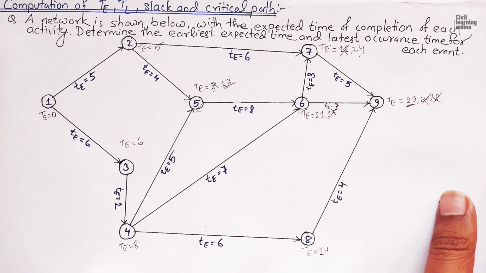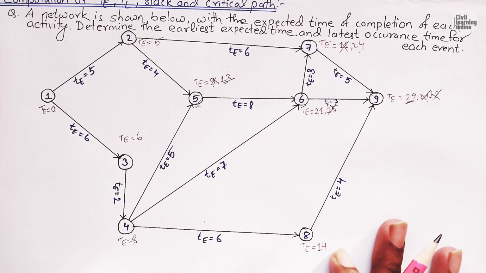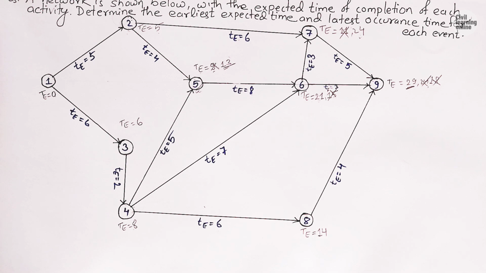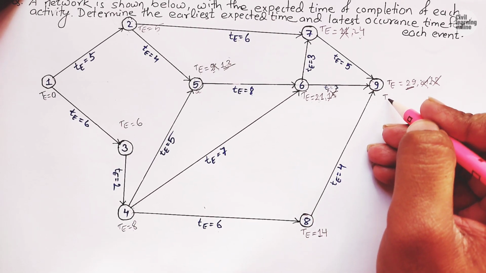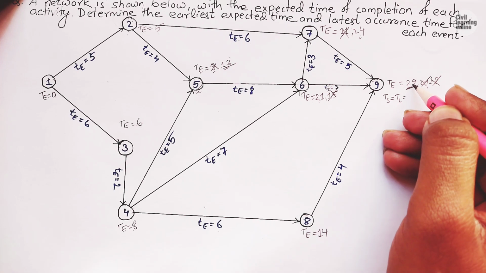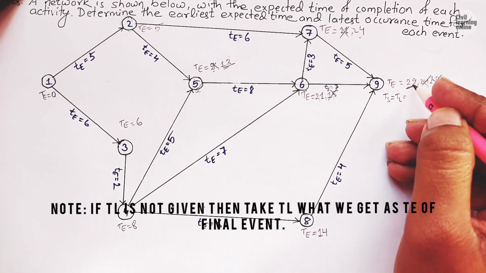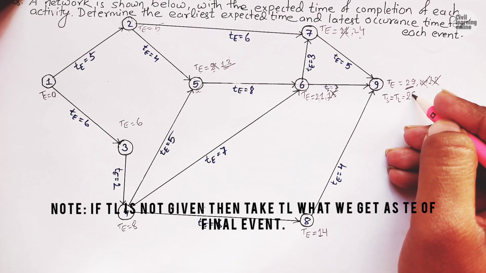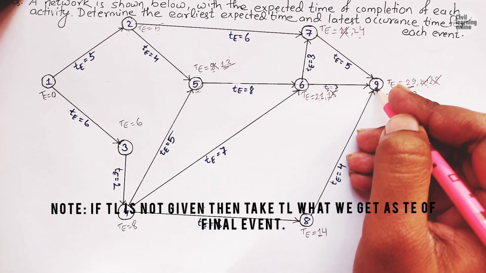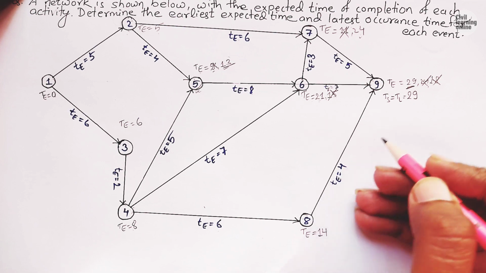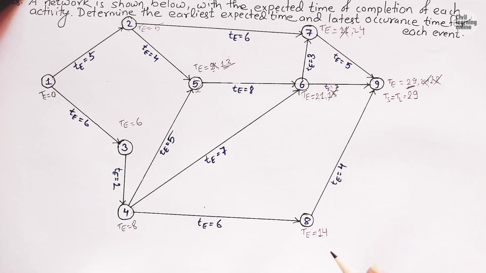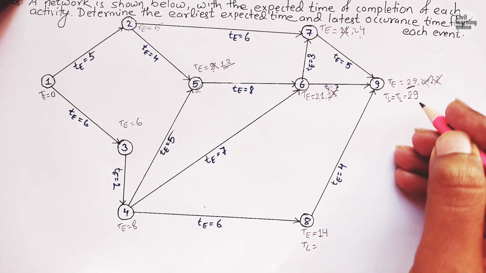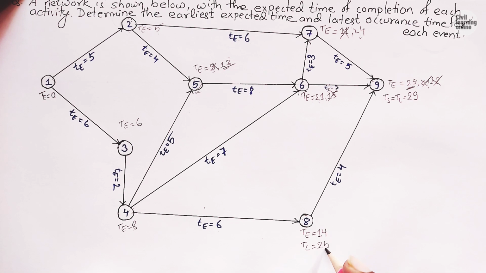Now we need to calculate the latest allowable time. As I already told you, the latest allowable time is equal to the schedule time for completion of the schedule, which is denoted by TS. So TS equals TL, we will take the same time period as TL. So it is going to be 29. TL is going to be 29 of event 9. Now 29 minus 4, because in latest allowable time we do minus. So TL equals 29 minus 4 is going to be 25.